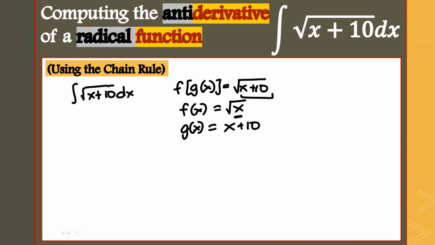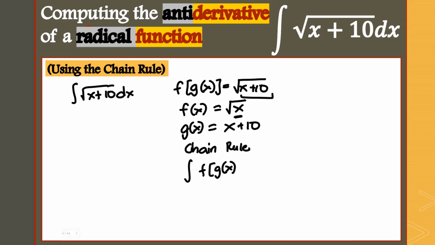And yes, our given function here, specifically a radical function, is a composite function with f of x being square root of x and g of x is x plus 10, which becomes the radicand of f. We need to show this because our chain rule requires us to complete our given form if we are going to look at the integral of our f of g of x.